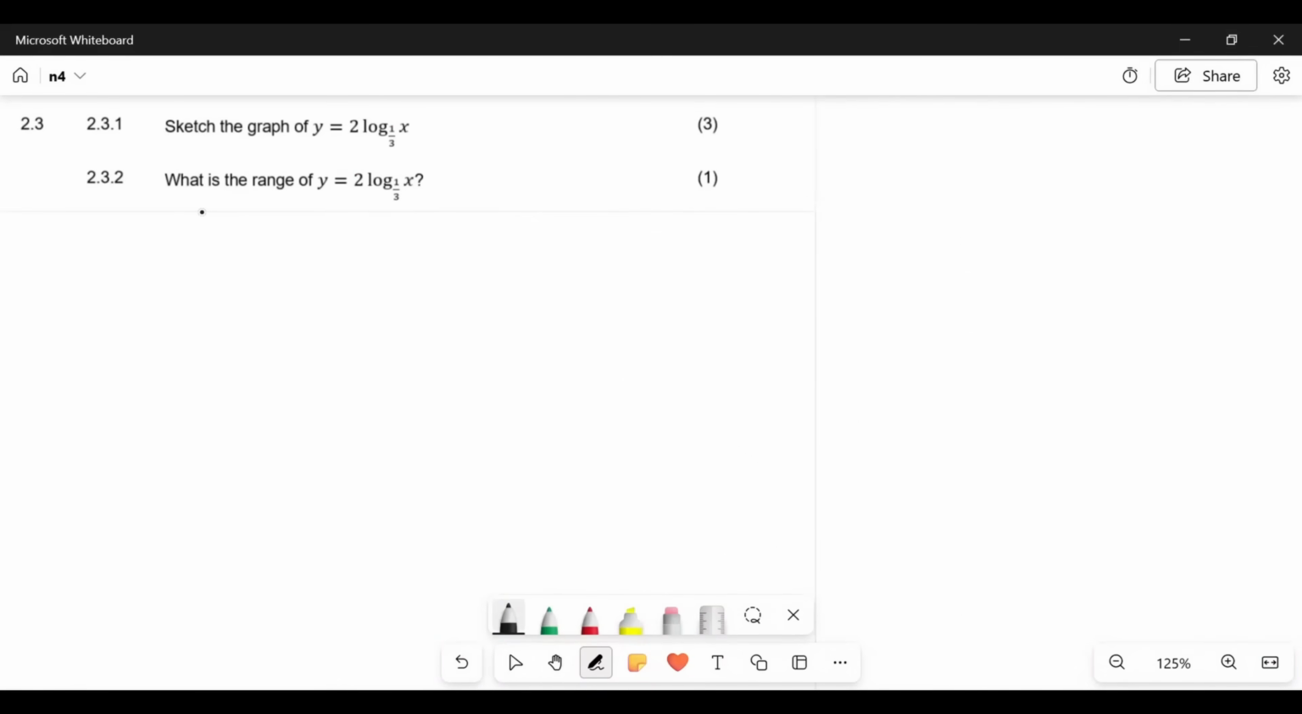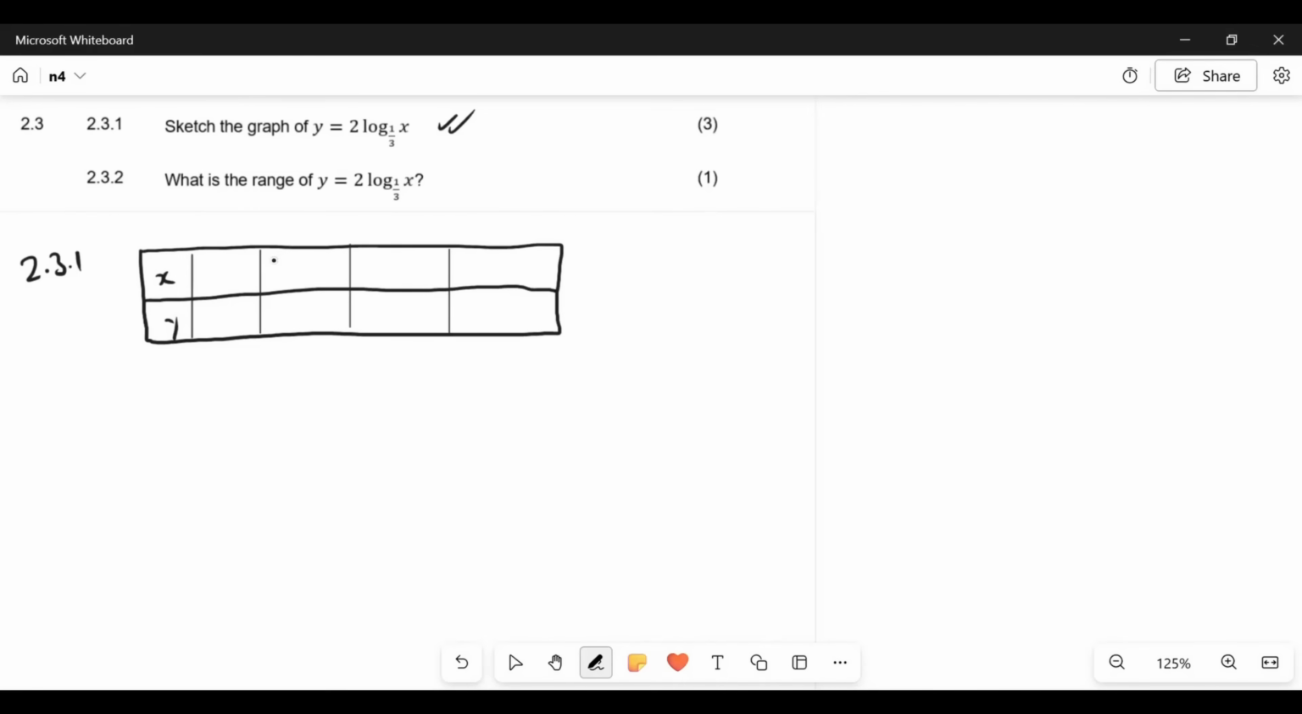All right, guys, here is our 2.3. Now, 2.3, it has two questions, which is 2.3.1 and 2.3.2. Let's start with 2.3.1 then. The one asked to sketch the graph of y is equal to 2 log x to the base of 1 over 3. Now, this here, clearly we can see this is a log graph. Again, log graph, it's one of the graphs that you can draw using a table. I prefer that you use a table to draw this graph. Now, if you use a table, there are a few things that you need to pay attention to. First, let's start by creating the table.